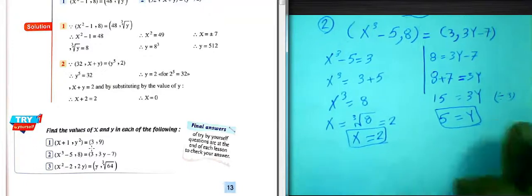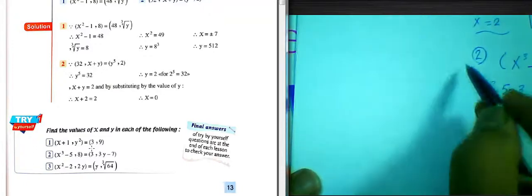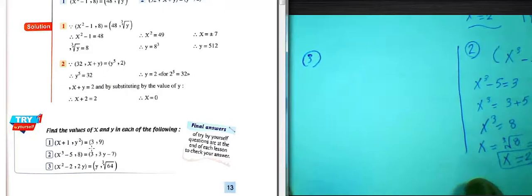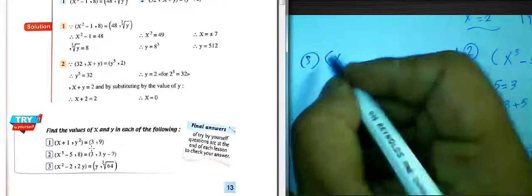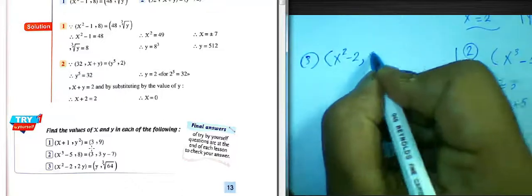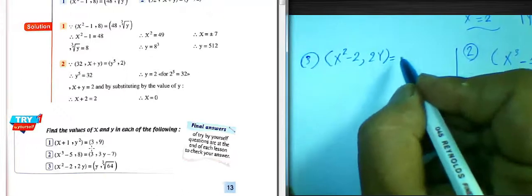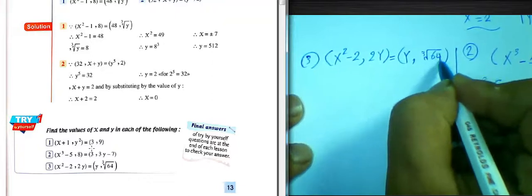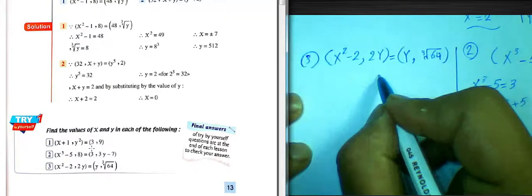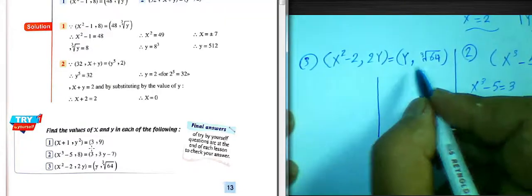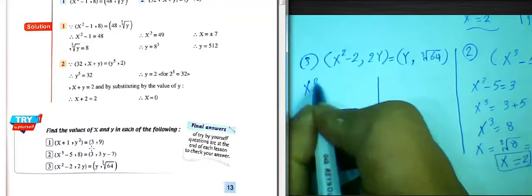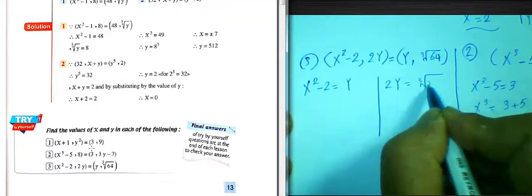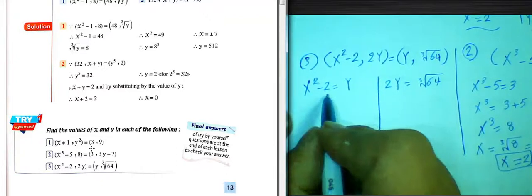Question number 3. Look with me here. The order (x power 2 subtract 2, 2y) equals (y, cube root of 64). Who can solve it? First, we equate the first projections and the second projections. x power 2 subtract 2 equals y, and 2y equals cube root of 64.